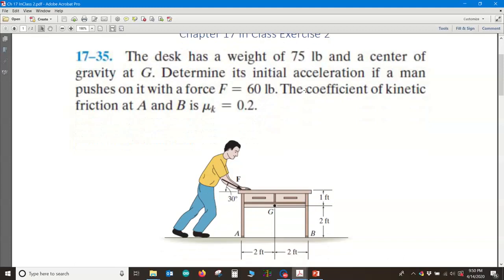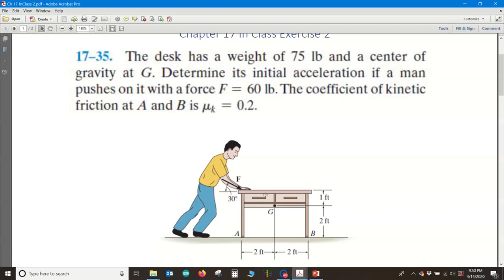So let's look at this diagram. This problem statement is very similar to problem statements we have seen in chapter 13, where a force is applied on the rigid body and we need to calculate the resultant acceleration of the rigid body because of these forces.